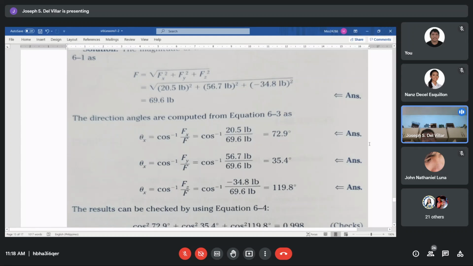So, arc cosine of the quotient of this, so we have 72.9 degrees. Or to be exact, what is that? Compute nga ninyo up to 2 decimal places. .87 degrees, to be exact. Okay, in our agreement. Okay, 72.87 degrees. Pero ito ngang F, kailangan ano yan eh. Paki-compute nga kung ano exact nitong 69.6.